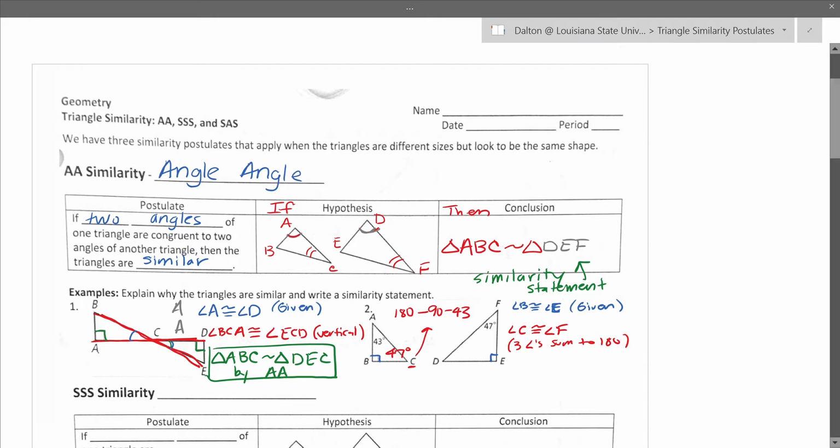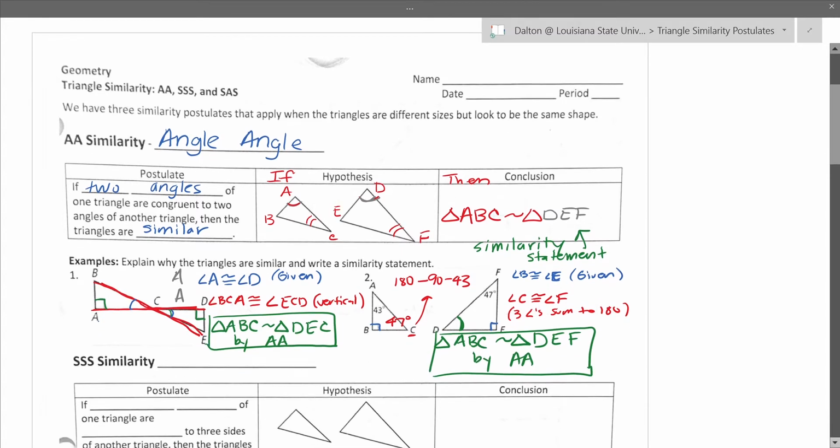Therefore, we can write a similarity postulate that says triangle ABC is similar to triangle. Now, A is the 43-degree angle, so it corresponds to, in this one, even though 43 isn't written, it has to be D because the others are 47 and 90. So D, B is the 90-degree angle, it must correspond with E, F, and again, we're going to say by the AA similarity postulate. So that's what angle-angle similarity postulate looks like.